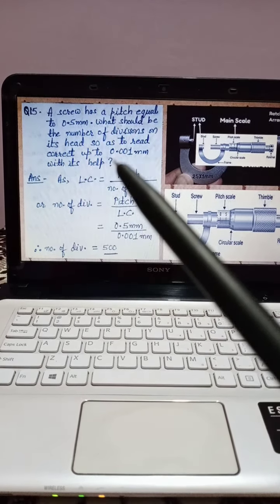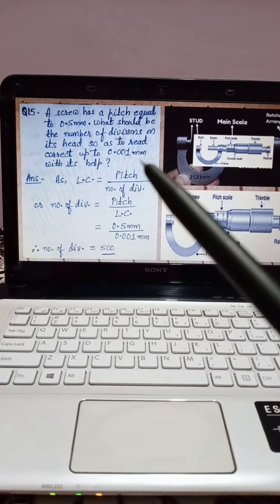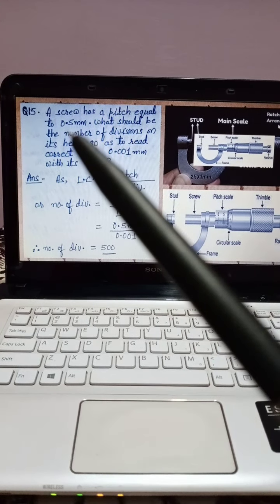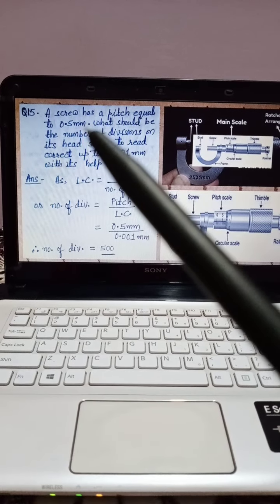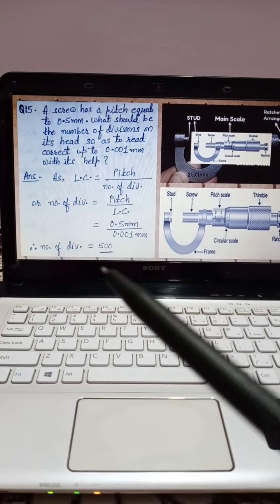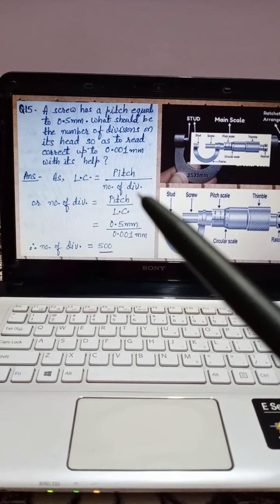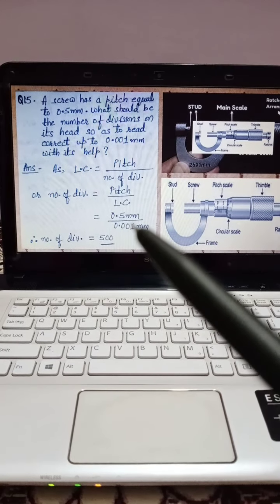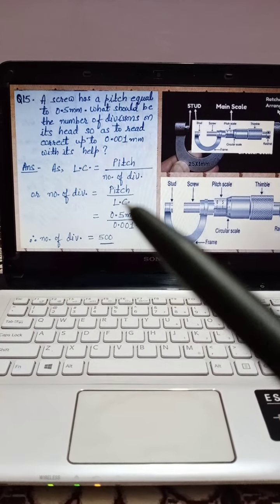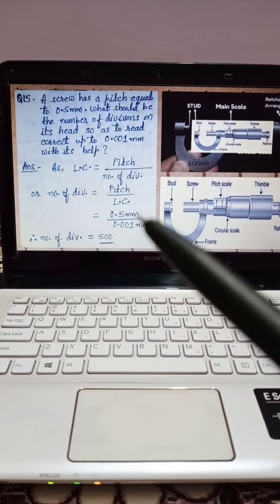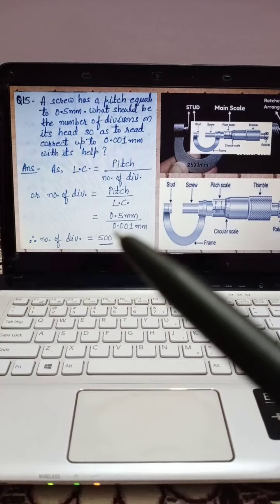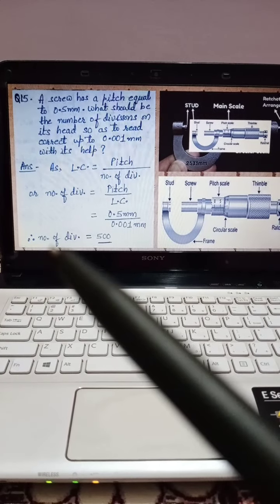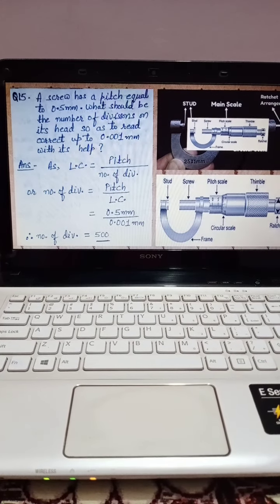So correct up to 0.001 mm means that the least count is given, and here 0.5 mm gives the pitch of the screw gauge. So directly we are going to use the formula least count is equal to pitch by number of divisions. So the number of divisions is equal to pitch by least count. Sorry, the pitch of the screw gauge is 0.5 mm and the least count is 0.001 mm according to the question, and then when we divide we'll get the answer as number of divisions, which is equal to 500.